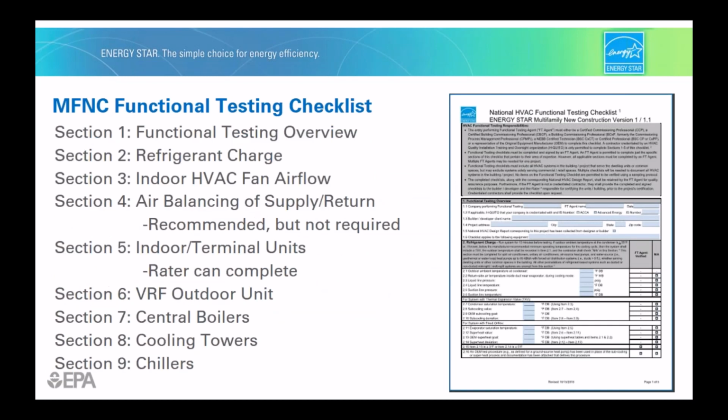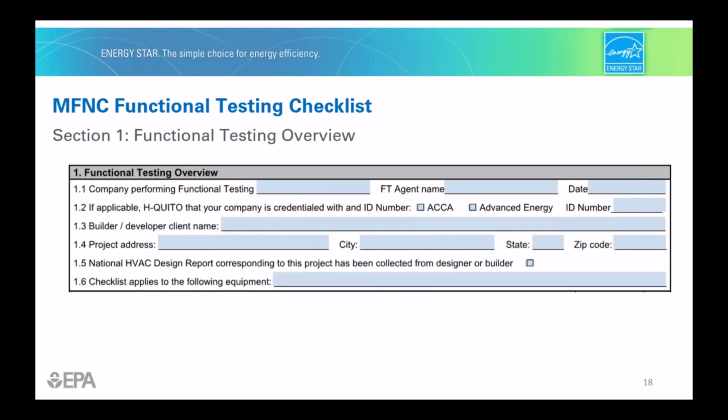As mentioned, the checklist has 9 sections. For all projects, section 1 is always completed. The remaining sections will be completed only if those system types are present in the building. Let's quickly review each section.